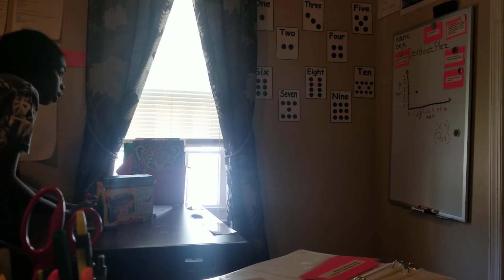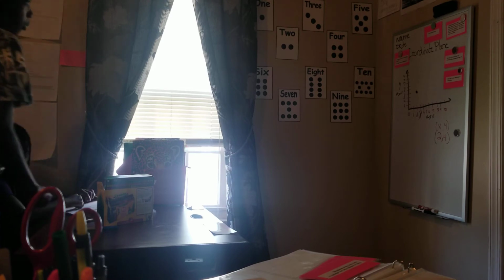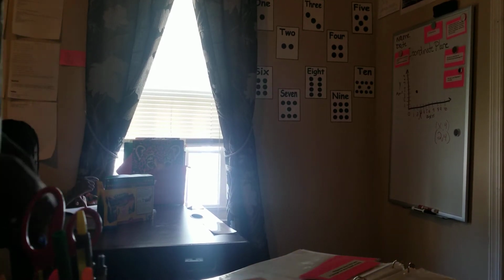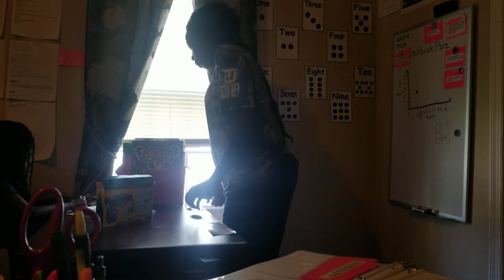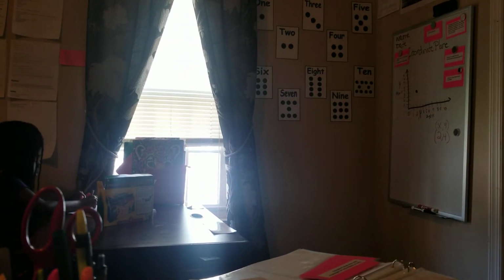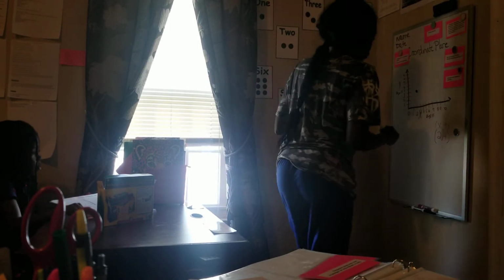All right, now find your 2 and 4 and make a point. 2 and 4 are going to go up here and there. See, we have to meet. Good. Then you make your point. Now I'm going to give you a number and I want you to find it. Ready?